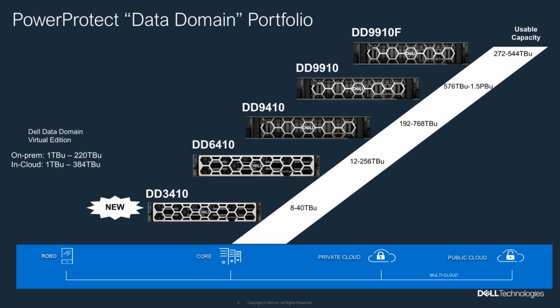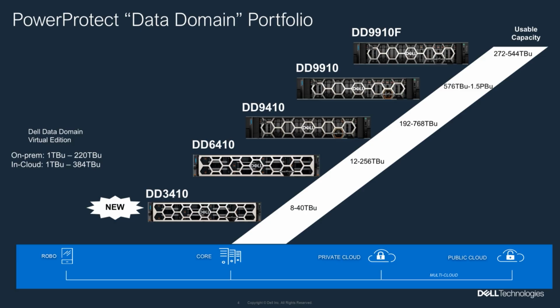Let's take a look across the Data Domain portfolio and how each platform fits into the overall landscape. Expanding the PowerProtect Data Domain family with a new entry-level appliance designed to raise the bar for cyber resilience and efficiency is the new Data Domain DD3410, which is the modern successor to the DD3300. It supports between 8 and 40 terabytes usable with 4 TBU increments and supports dynamic licensing. This brings a significant leap forward in both performance and efficiency.